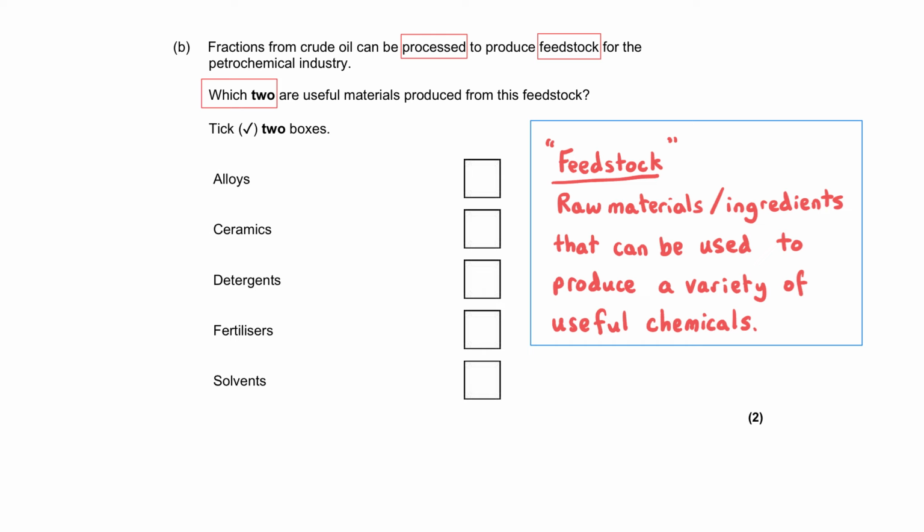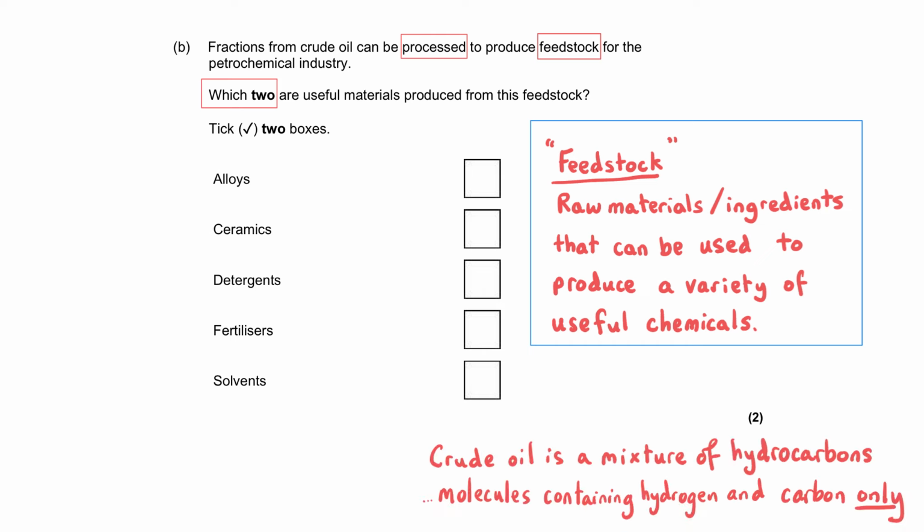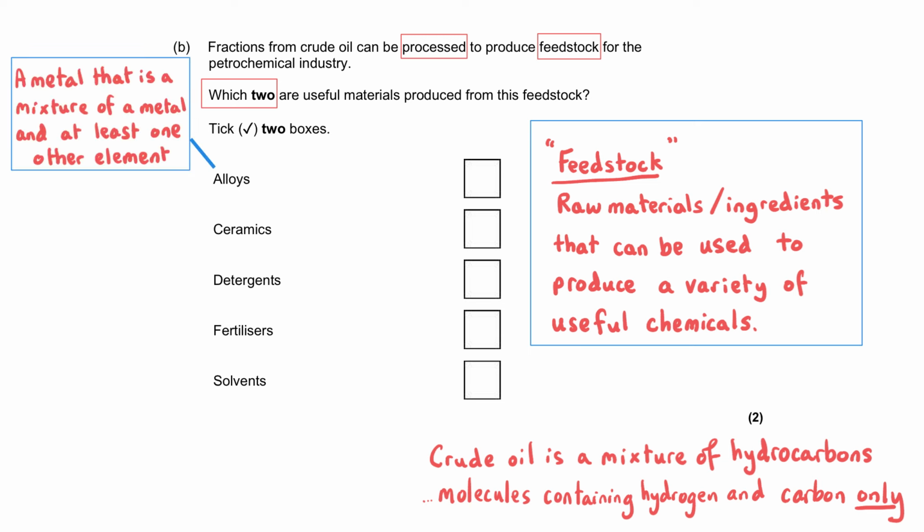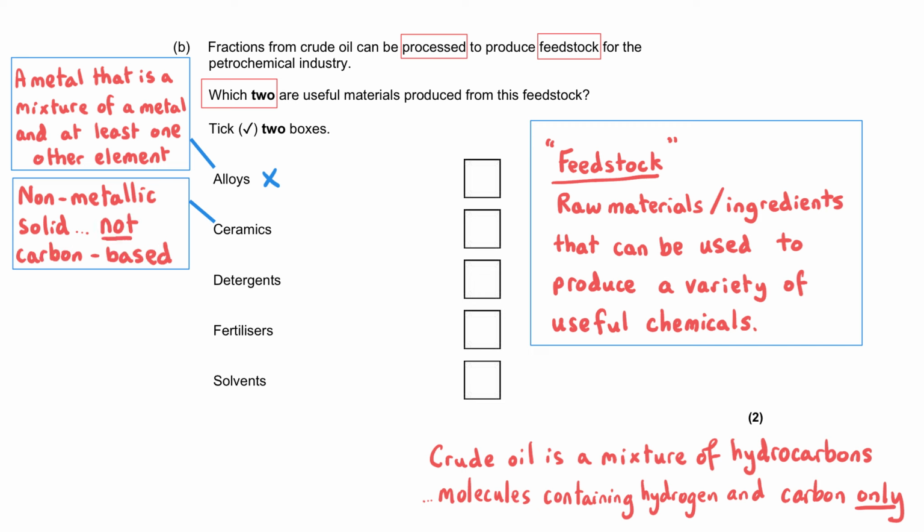Now we need to remember that crude oil is a mixture of hydrocarbons, and these are covalent molecules containing only carbon and hydrogen atoms. And so alloys, the first answer, is definitely wrong because alloys are made from metals with other substances added in that might not be metals, but we definitely need metals for it to be an alloy. And ceramics, well, ceramics include things such as glass and clay and pottery. And so whilst that seems like it could maybe be reasonable, it isn't. You don't use crude oil to make pottery and glass.